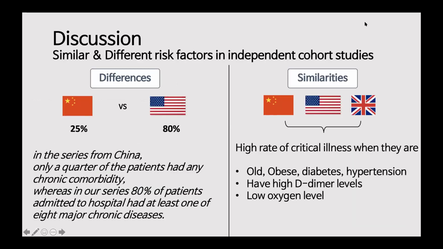So as shown in here, I'll not talk about the differences, but the similarities of these results. You can see that we have a high rate of critical illness where we have high D-dimer levels or low oxygen levels, and also these various comorbidities. So we're going to see why these three reasons contribute to death.